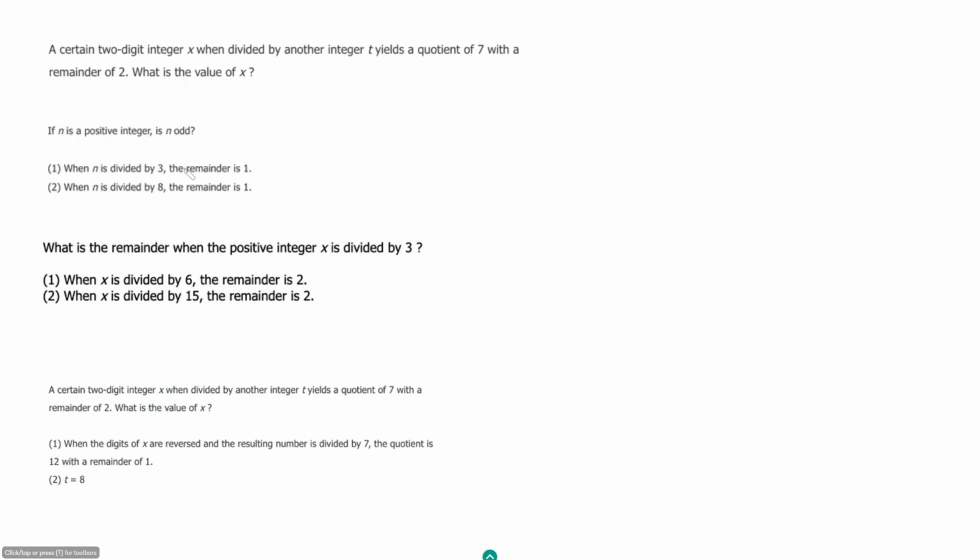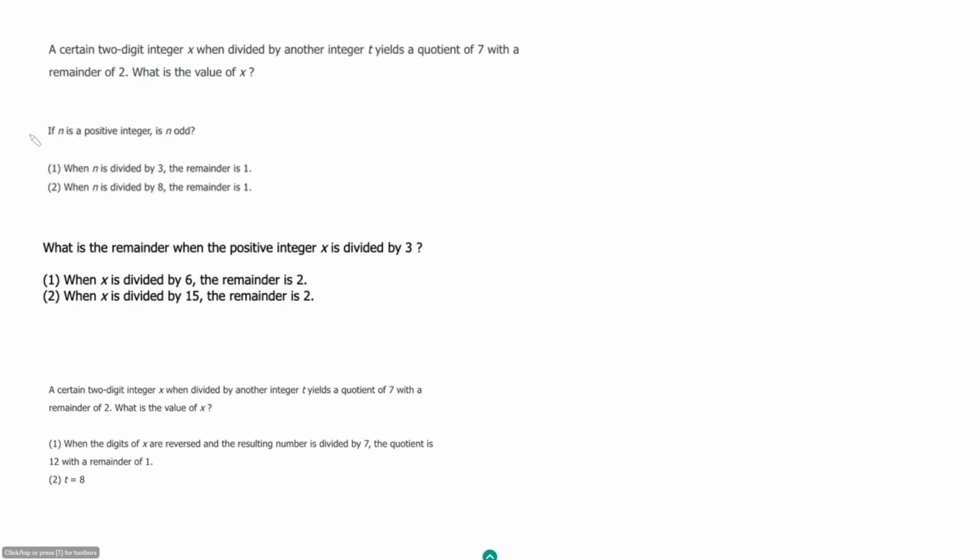I pulled these all from MBA.com, so credit to them. And the point here is not to actually do these problems now. I just want to read them so that you can see that they all sort of sound the same. They all have the same rhythm to them. And so this first one says a certain two-digit integer x, when divided by another integer t, yields a quotient of 7 with a remainder of 2.